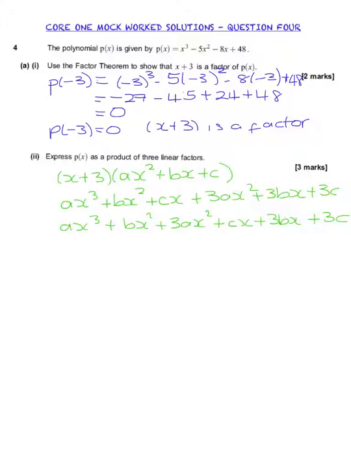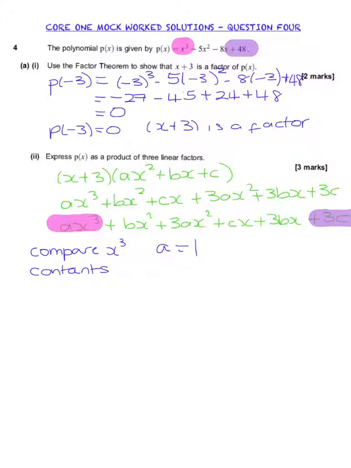So if to start with we compare the coefficients of x cubed, we get that a is equal to 1. We can then compare the constant, to get 3c is equal to 48, so c is equal to 16.